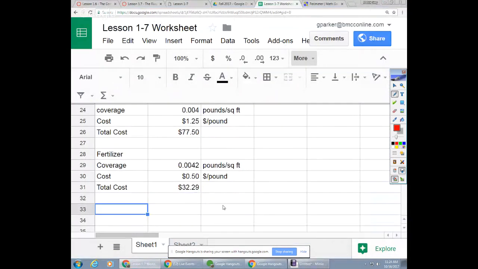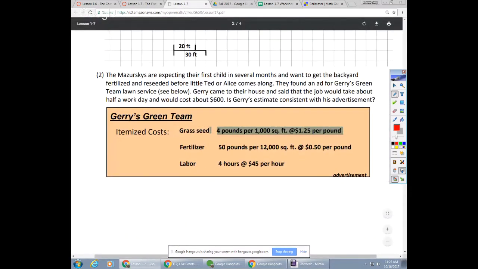Okay, we're getting there. Next thing to consider is labor. And as far as labor goes, he just stated in his advertisement that it's 4 hours, it's at $45 per hour. So we'll make a note of that. And he said he could do this in half a day, which I would consider to be 4 hours.